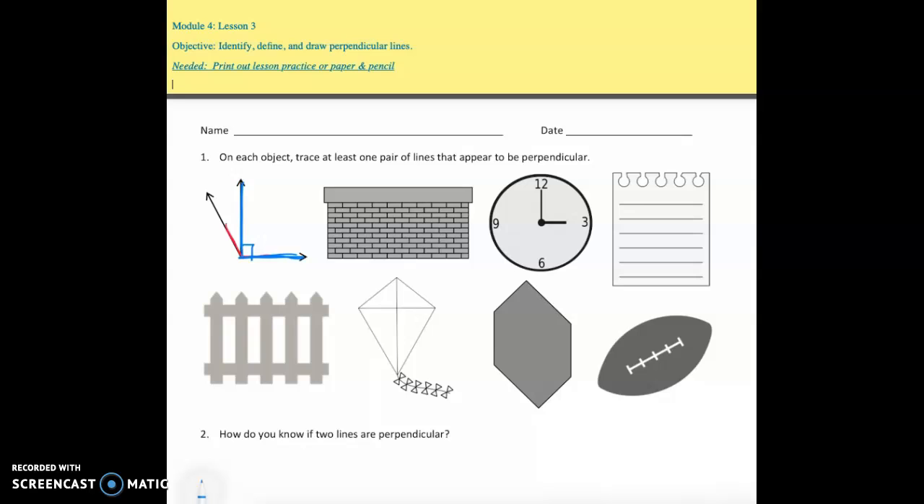Let's find one on the next one. It could be any of these lines. I'm just going to choose this one. This is perpendicular to this line right here. I'm going to put my sign for a right angle. All right, on the clock.